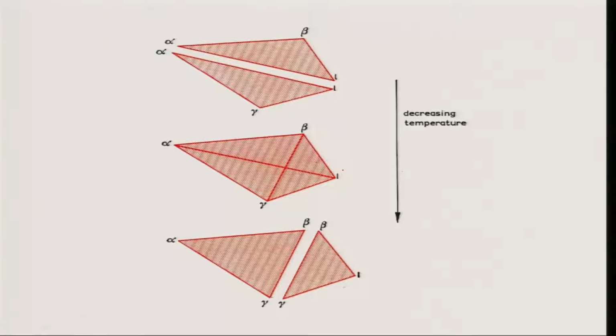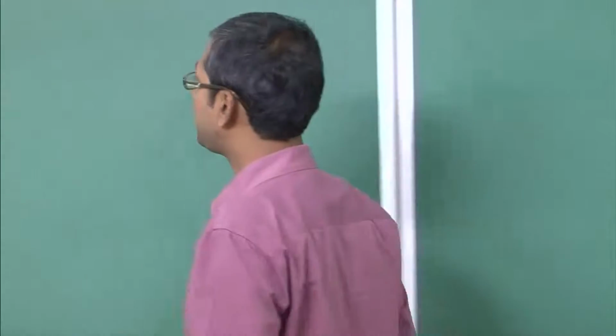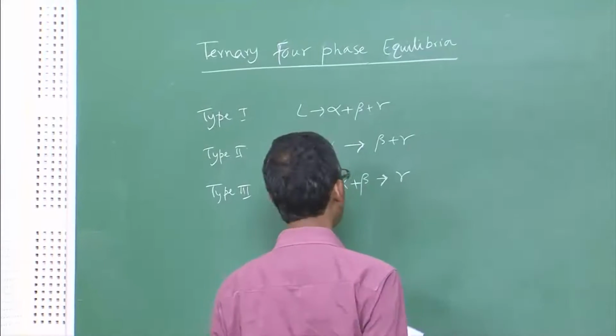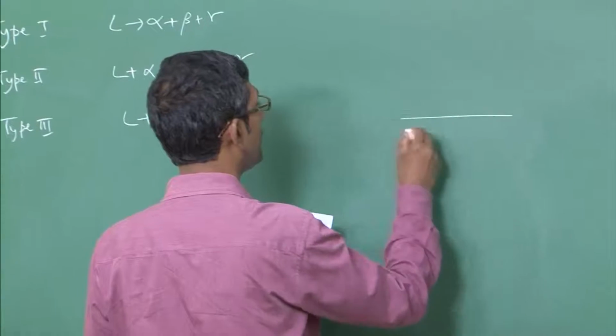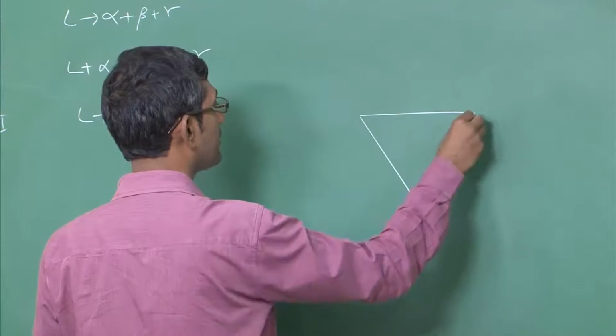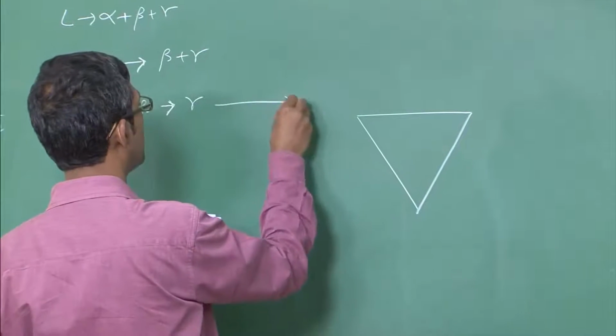In category 2, which is also known as type 2, this is very interesting. This is what we will discuss in more detail today in the lecture. Type 3 is the peritectic reaction, and now the ternary 4-phase equilibria will be like this for this type 3.